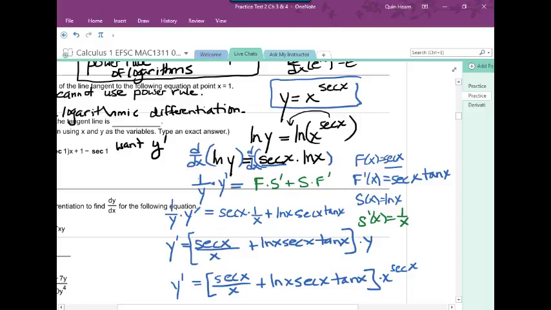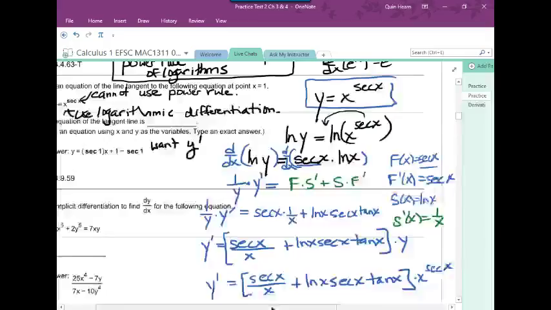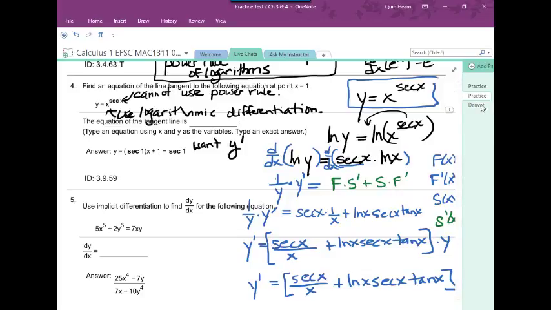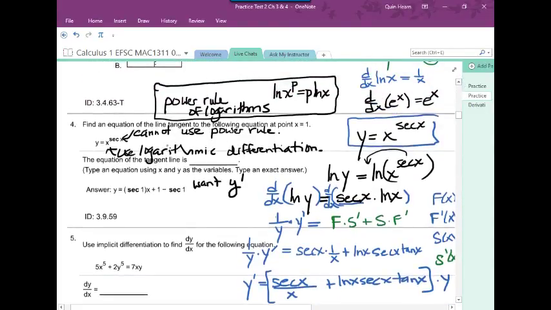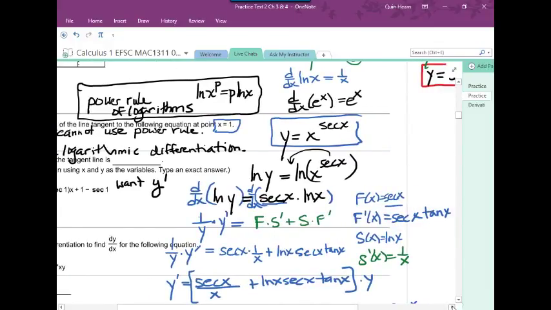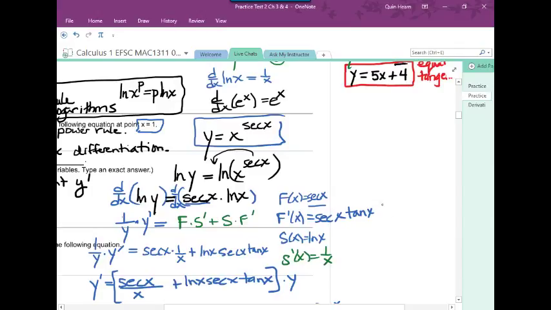All right, now let's go back and look at what we're supposed to be finding again. All right, so for this problem, we're being asked to find an equation of the line tangent to the following equation at the point x equals 1. We did the first step. Remember, step 1 is to find the derivative. Step 2 was to plug the x equals 1 into the derivative to find the slope. And then step 3 is to plug it into the original function to find the y value for the original function.